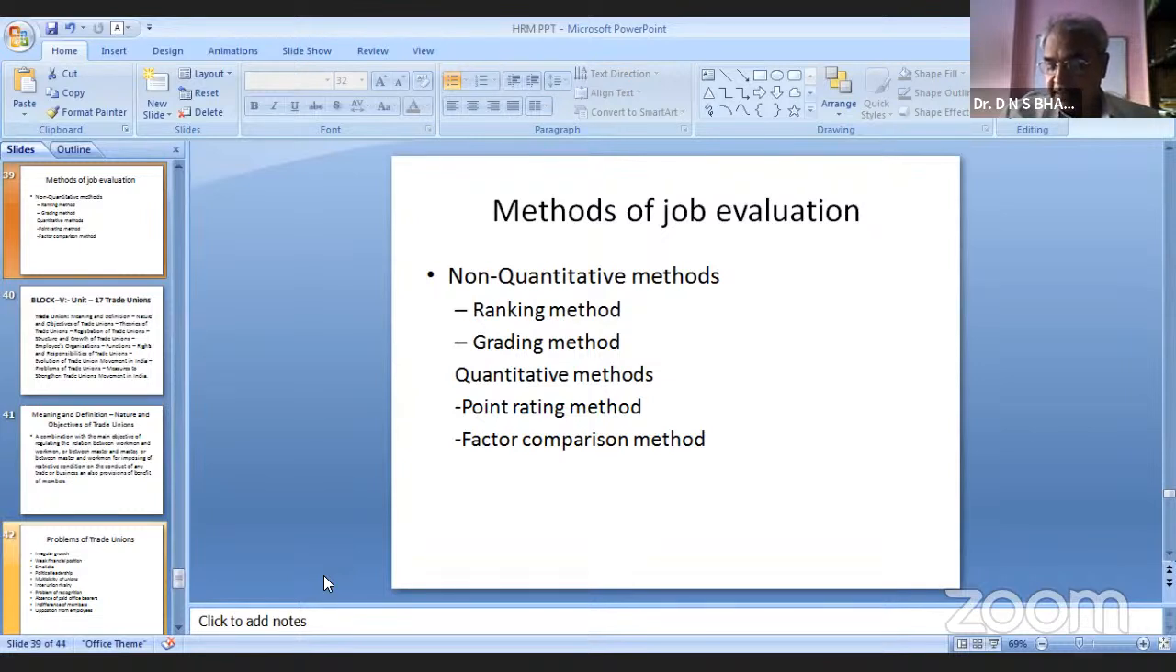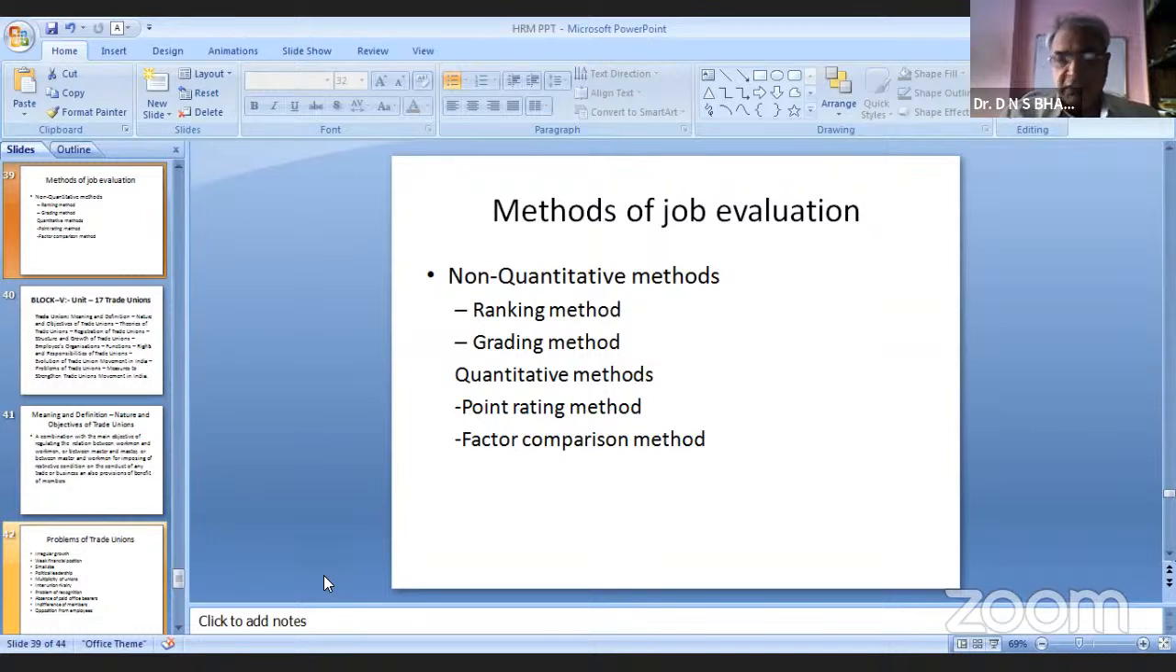Three different techniques are available in the case of the ranking method. One is to describe the job properly, right from the beginning to the end. When the description is over, we identify which job is more important, which job requires more analytical skills, which job takes more amount of work, and like that. The second important method is the paired comparison method. This is also a ranking method only.